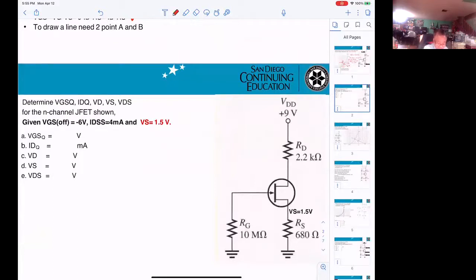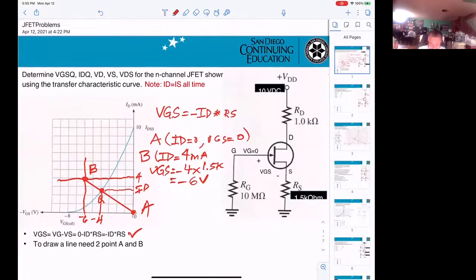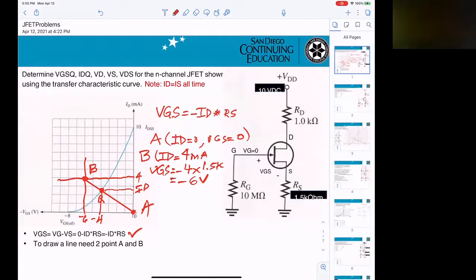Okay, so we already, okay, that's not this one. Okay, let's see. What else do they want? They want VD. Okay, so basically, if I could, I'm just trying to make sure I understand this.